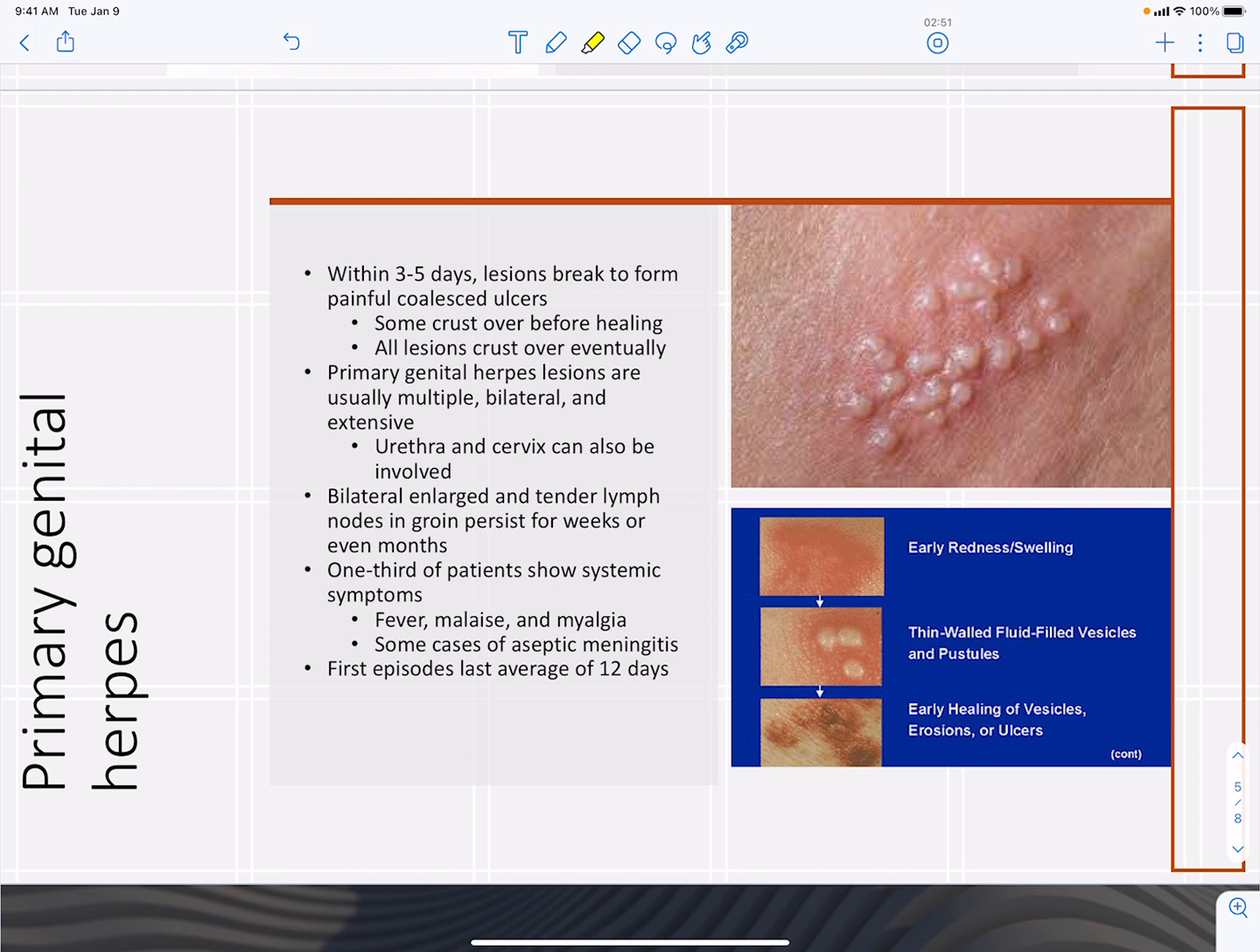In some cases you're going to have aseptic meningitis. This is a virus, so it does not cause pus, and so it causes an aseptic version of meningitis. The episodes of primary genital herpes will last about 12 days. You start with redness or swelling in the area, then you get fluid-filled vesicles and pustules, and then you have crusting and healing of the vesicles or ulcers.